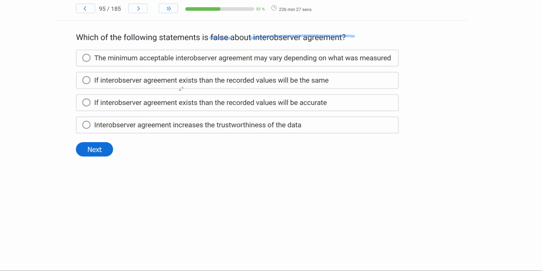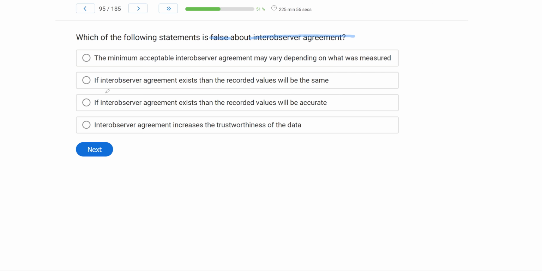If Interobserver Agreement exists, then the recorded values will be the same. Now, this is important, right? Read this carefully. The recorded values will be the same. How is that different than C? If Interobserver Agreement exists, then the recorded values will be accurate. Well, the same is not the same as accurate. If I put 7 and you put 7, that's the same. If the actual accurate number is 8, well, our numbers aren't accurate, but they're still the same. So even though we agree, that doesn't mean we're right.